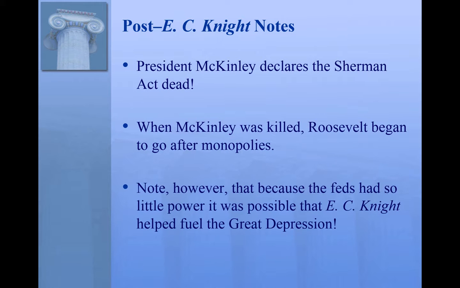So this is what it says here on the screen. However, because the feds had so little power, it was possible that EC Knight helped fuel the Great Depression. In other words, the federal government could not create a national policy with respect to the price of extracted raw materials. And thus, these companies, like the American Sugar Refining Company, could set virtually any price they wanted on the refined sugar that they manufactured. This jacked up prices or lowered them when companies that had a monopoly wanted to drive other companies out of the market.